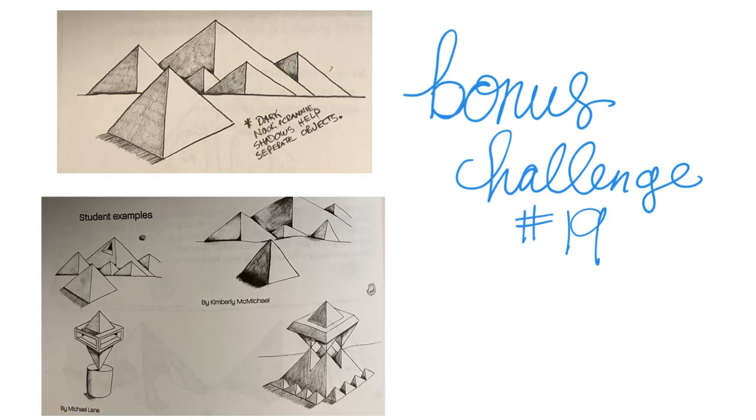This is bonus challenge 19. Depending on how much time you have, you can draw a wonderful scene of multiple pyramids. Notice how in this picture there is a pyramid in the front, and the dark nooks and crannies back here separate the objects. There is the horizon line, and the pyramids are dropping behind in the distance.